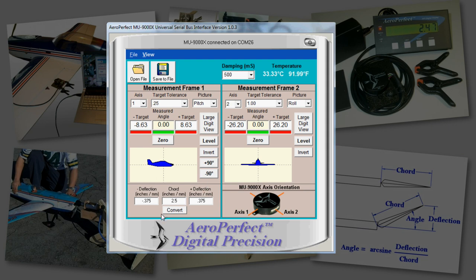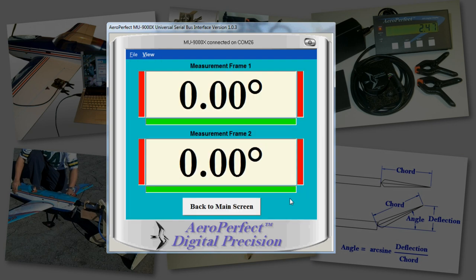You'll also notice that when you hover over the buttons and drop-down menus, you get a tooltip, which is a brief description of what those buttons or menus do. Within each of the measurement frames, we can select which axis we're measuring, a target tolerance, and a graphic to represent an axis. A large digit view can be selected for easy viewing of the two measurement axes.